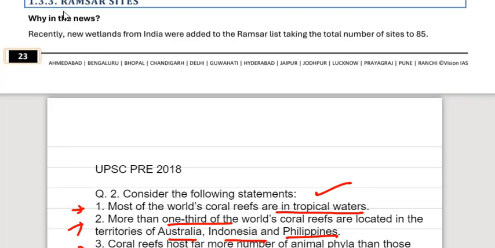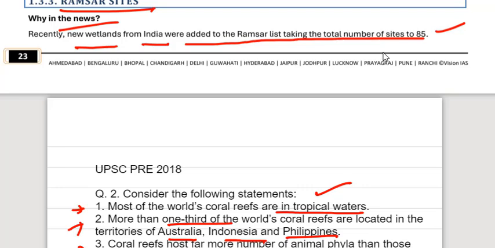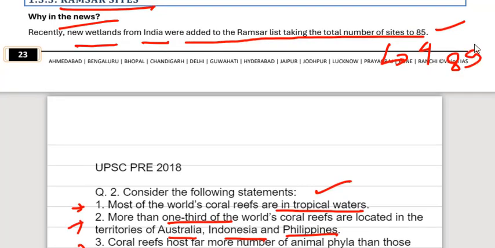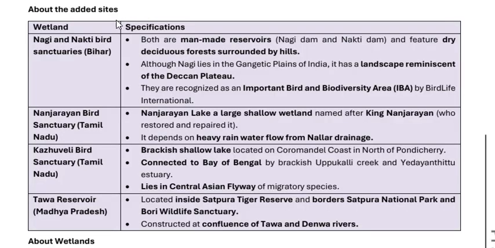Next, looking into Ramsar sites, why it is in news recently: new wetlands from India were added to the Ramsar list, taking the total number of sites to 85. This is old data. Actually, in Feb 2025, 4 more sites have been added, and currently the number of sites is 89. Ramsar site is about the wetlands. What are wetlands? Actually, wetlands are the ecosystem where water covers the soil for most or all of the year. We will see about wetlands, but first there are some sites added which are given here.